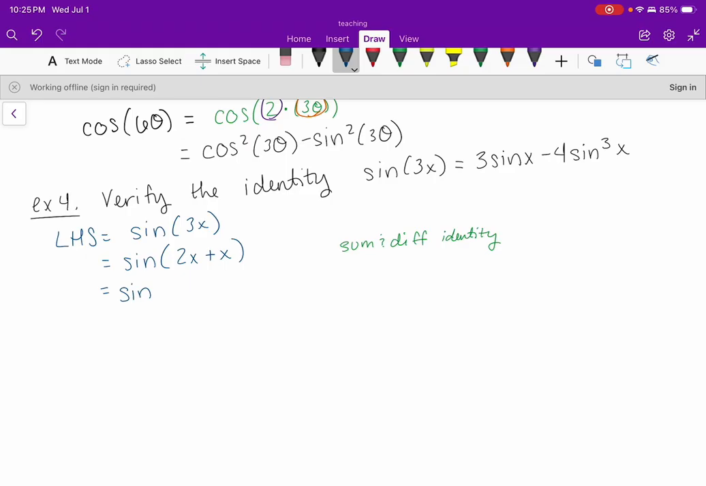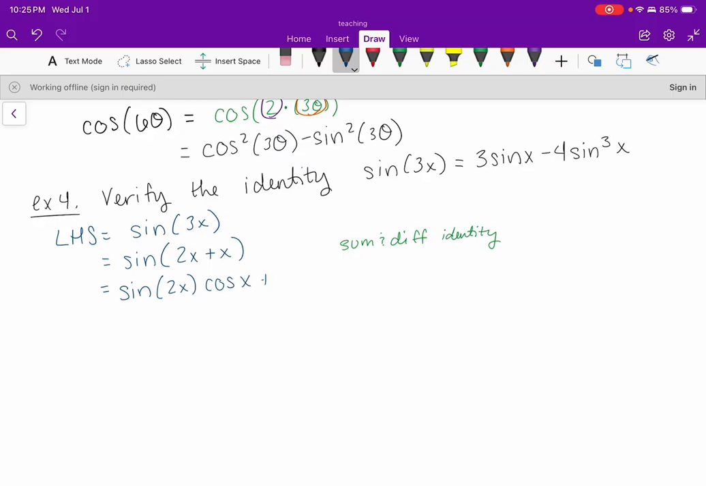And we talked about that one in 6.2. So I get sine 2x cosine x plus cosine 2x sine x. And so what this did is it helped me create these two terms that I'm looking for. Now they're not quite, but just the fact that I have two terms gets me a little closer.